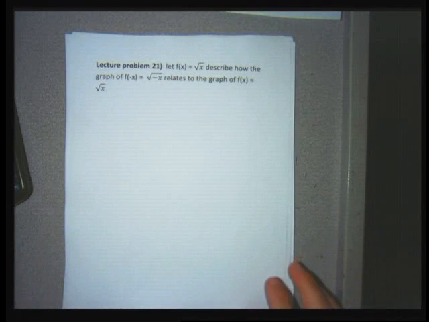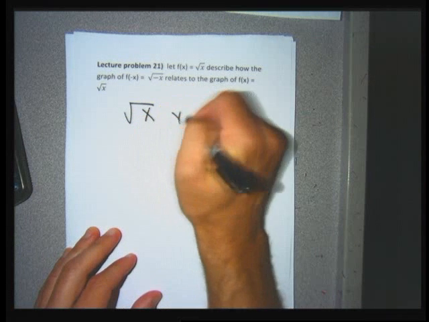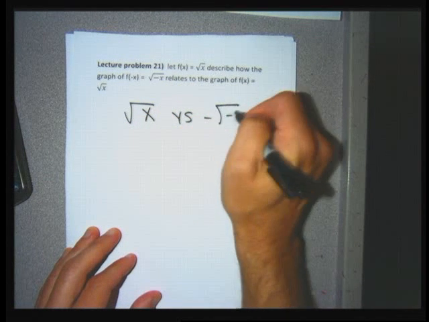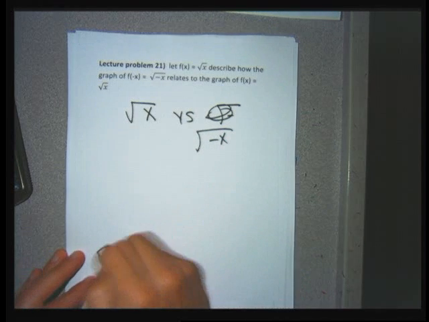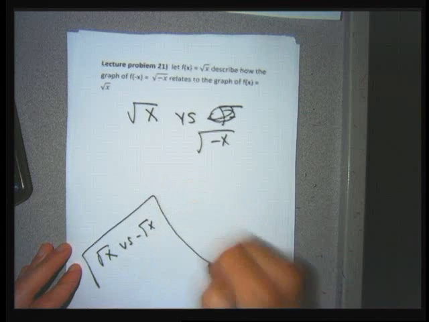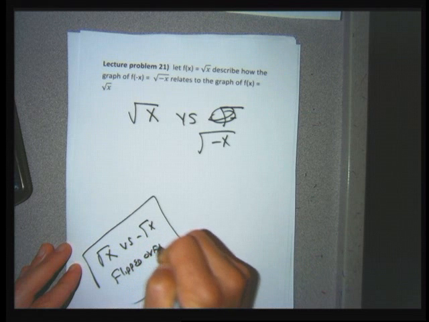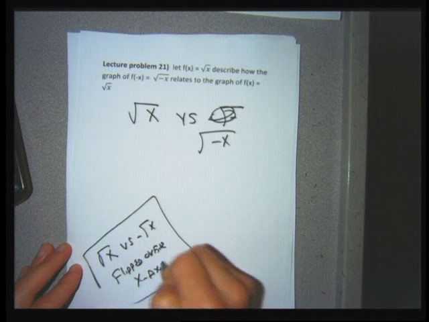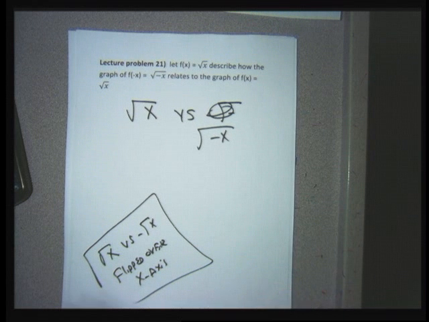We'll notice problem 21 is a little bit different. I'm comparing the square root of x versus the square root of negative x. What I did earlier is compare the square root of x versus the negative square root of x, and that flipped over the x-axis. Notice the negatives are in different places. In each of the last four problems, the negative was in front of the function and not under the radical.